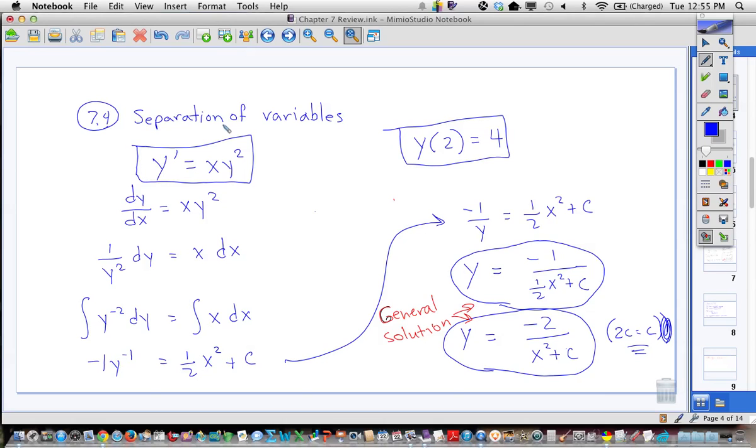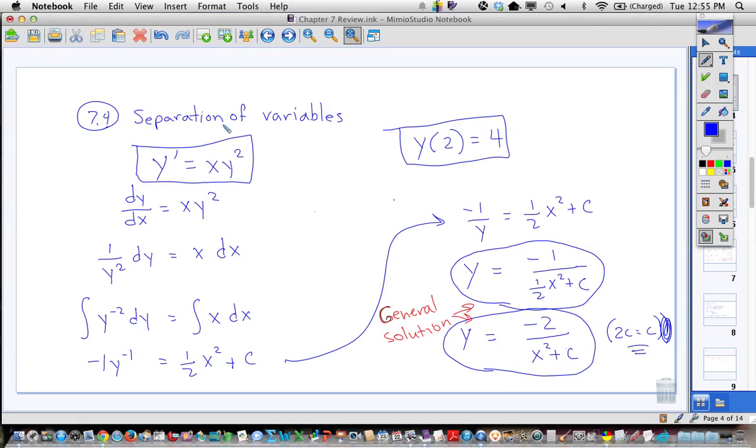Just to go through the basics of it, we have x and y. We have a differential equation. We're going to separate the y's and the x's. We're going to make that dy over dx. So we're going to divide the y squared to this side, and multiply the dx over to that side, separate them out. Usually when we divide, we write it like this with the 1 over y squared.